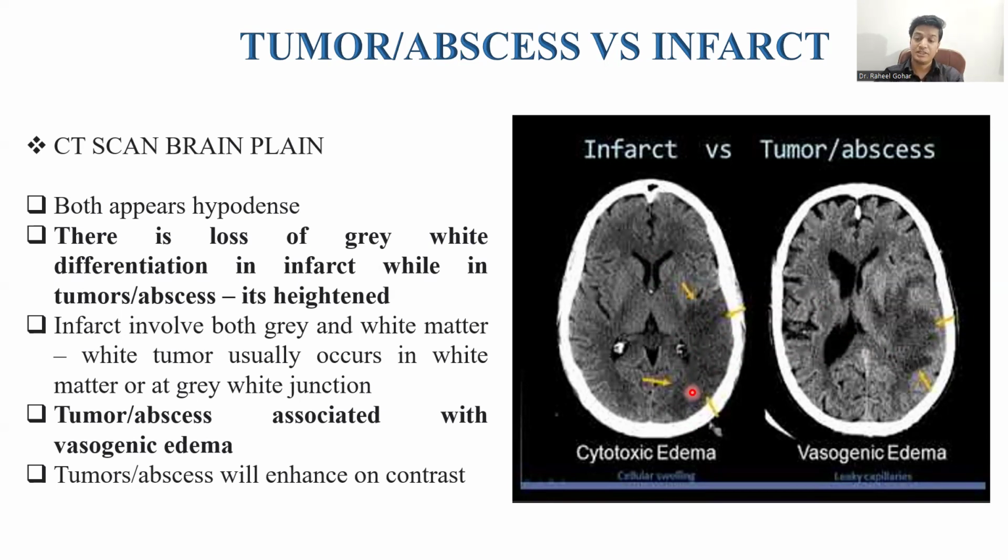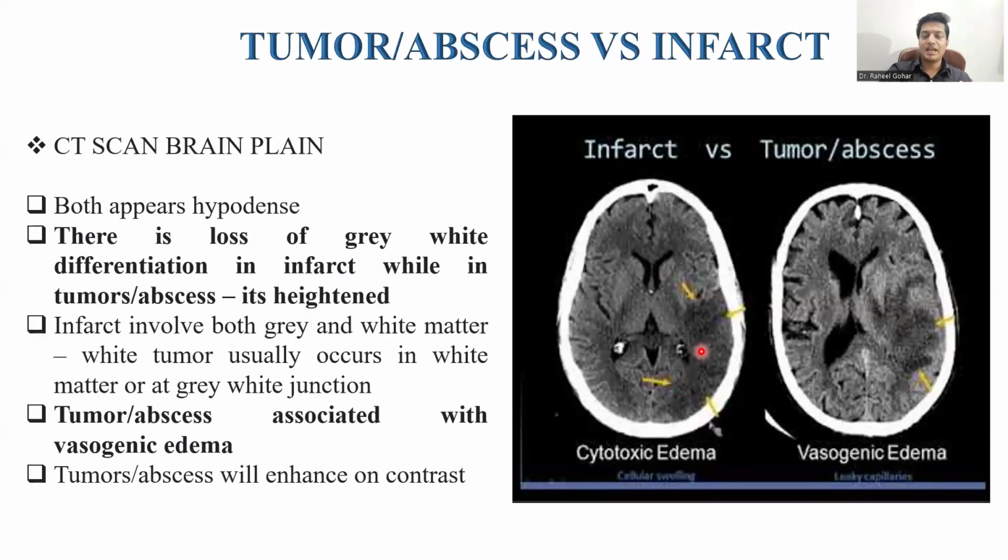Now here you can see there is a hypodense area, again nearly in the same location, and you can see the finger-like projections, the vasogenic edema. So there is one difference. Secondly, it is in the white matter, not in the gray matter. And thirdly, there is heightening of the gray-white differentiation. So this is how you can differentiate a tumor, meaning a space occupying lesion, from an infarct.